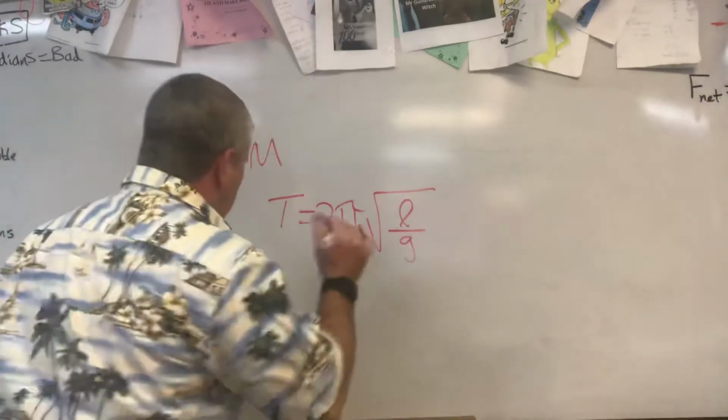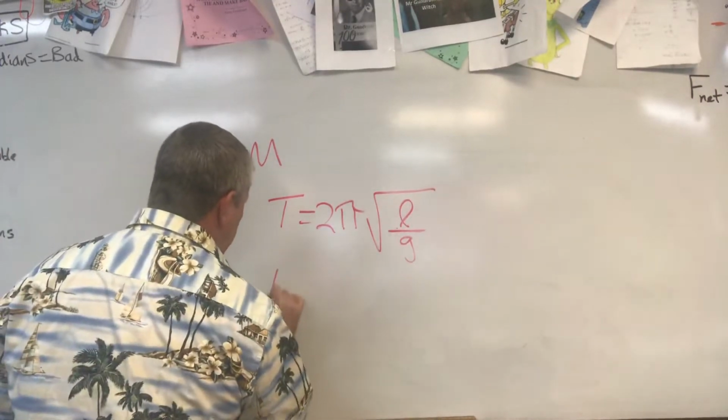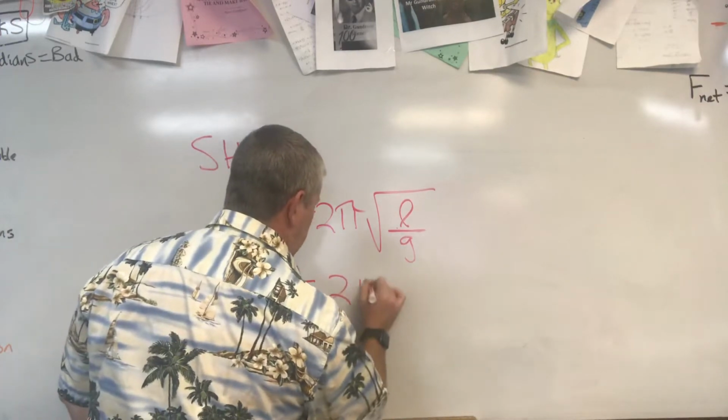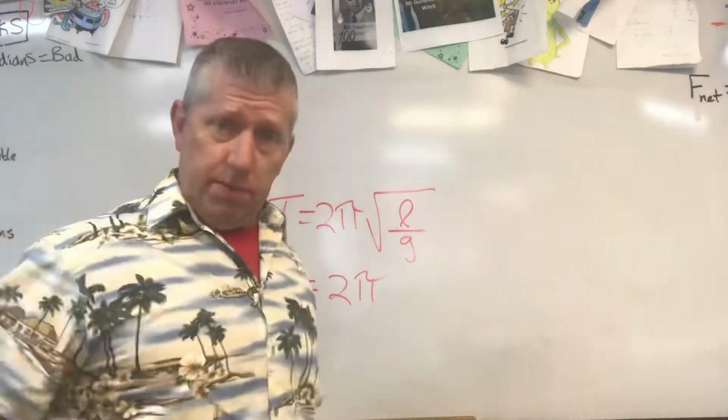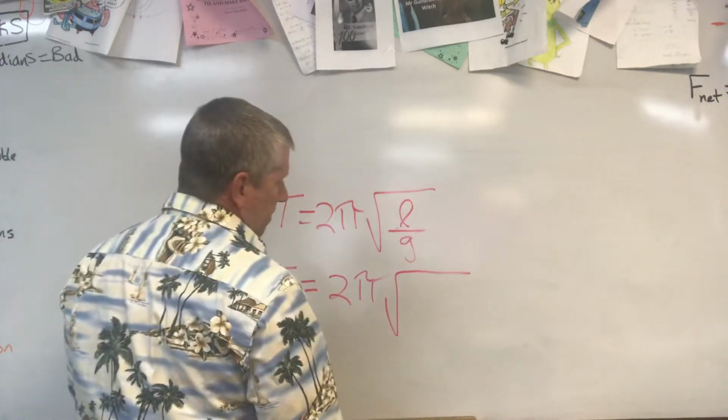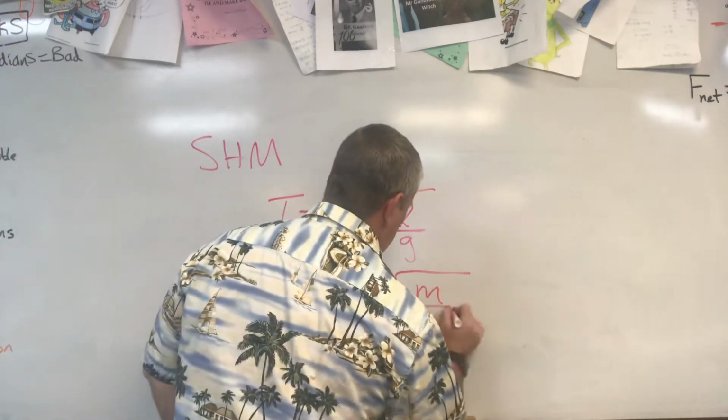So here is your other equation. The other equation is still T, time period, and that's equal to 2 pi. Oh, it's the same equation, right? No, you silly people. This time we're going to use square root of m over k.